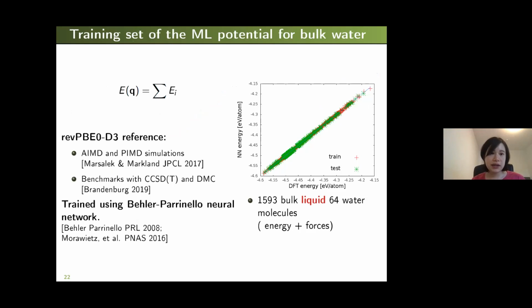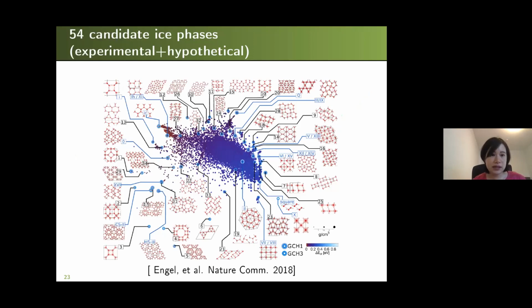Now, some of you may have a question. Remember that in my training set of the machine learning potential, I only have liquid water, but I was using this machine learning potential to predict the properties of ice phases. So how can it be? Moreover, there are actually many phases of ice: 20 experimentally confirmed ones, and many, many more theoretically predicted hypothetical ice phases. So is our machine learning potential also able to predict the properties of these diverse ice phases?